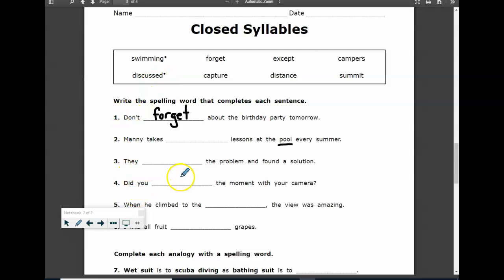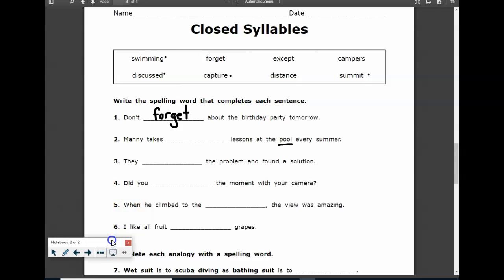Did you blank the moment with your camera? What am I doing right now? I'm capturing. So capture the moment with your camera. When he climbed to the blank, the view was amazing. Well, what happens when you climb to the top of something? Usually the view is amazing, and that would be the summit.